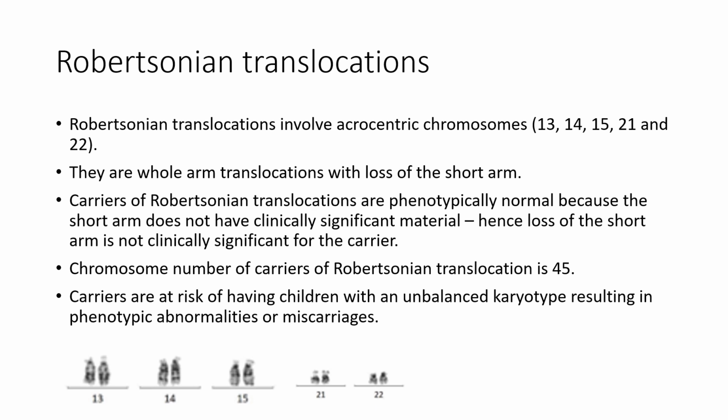The chromosome number of carriers of the Robertsonian translocation is 45 because of the way the rearrangement occurs. It's not a reciprocal translocation where you have two of the long arms and two of the short arms, resulting in two different chromosomes. There's entire loss of the short arm. So the number of chromosomes is only 45 in the carriers.